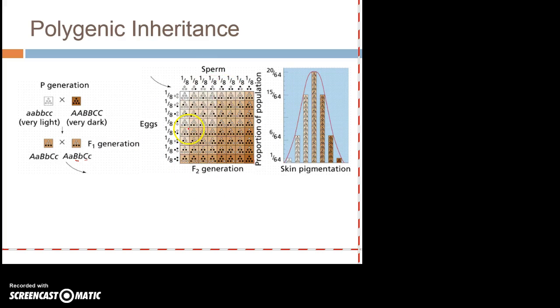You would never have to fill out a Punnett square like this for polygenic inheritance, but you could be shown a graph like this, or just be asked a question about kind of how it works, okay?